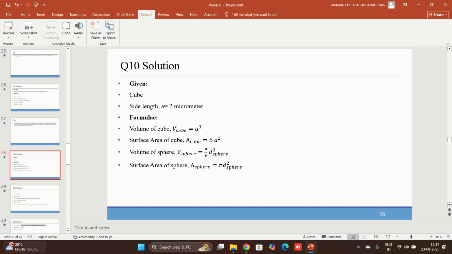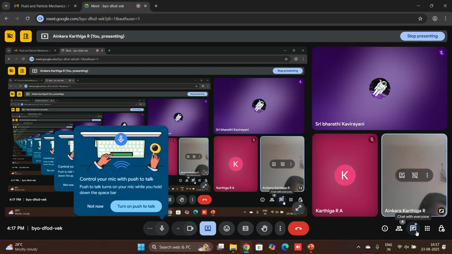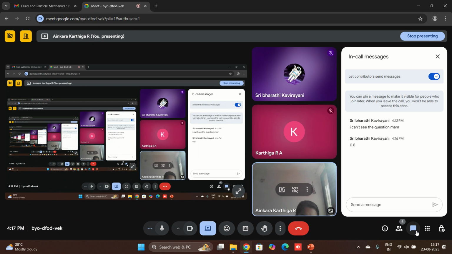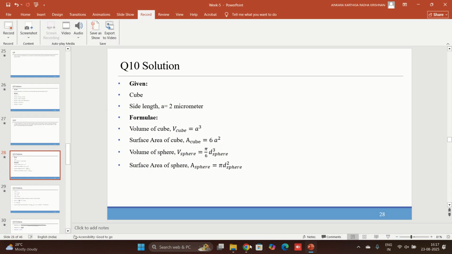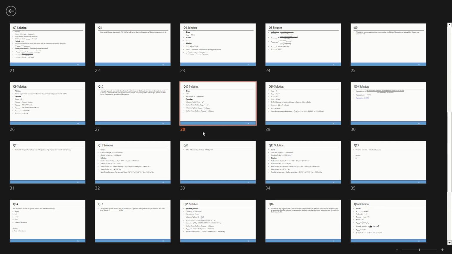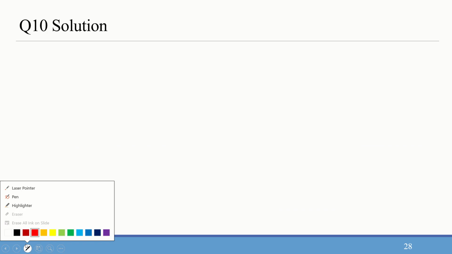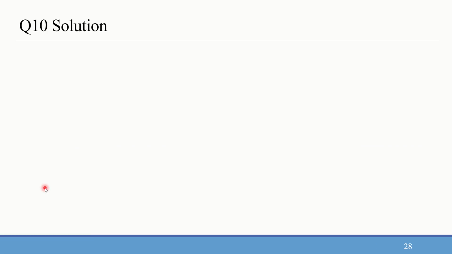By the way, did anyone try and get any answer? Oh, I see. Oh, sorry, 0.8. Yeah, it is 0.8 only. Correct answer actually. Point 8 is the right answer.